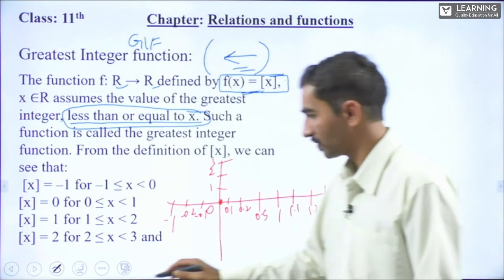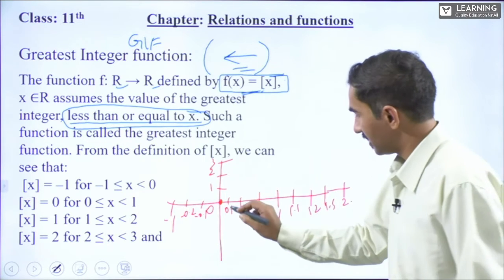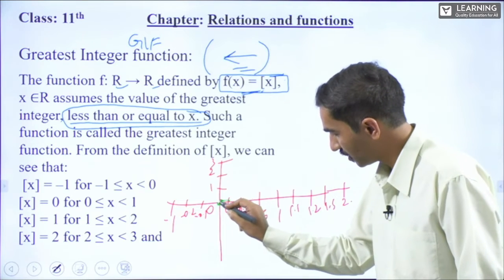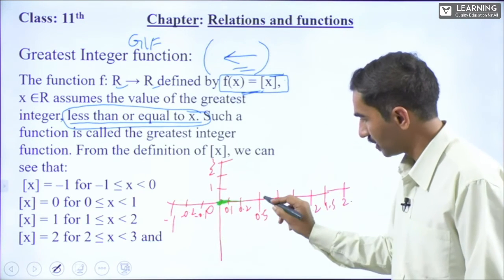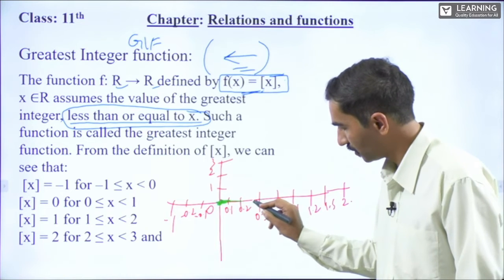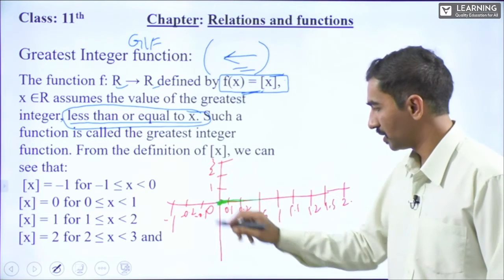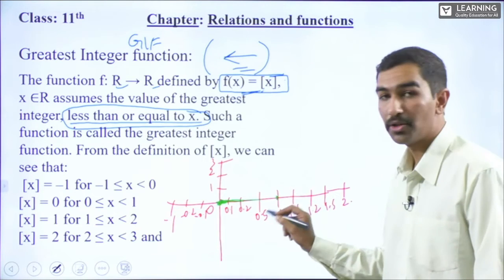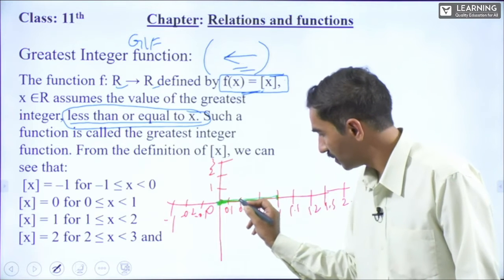Now let us see this graph, students. See this one. At x is equal to 0, y is equal to 0. At x is equal to 0.1, y is equal to 0 only. At x is equal to 0.2, y is equal to 0 only. At x is equal to 0.5, y is equal to 0 only still. See this point, students, now. At x is equal to 0.99999, what is y? y is still equal to 0.